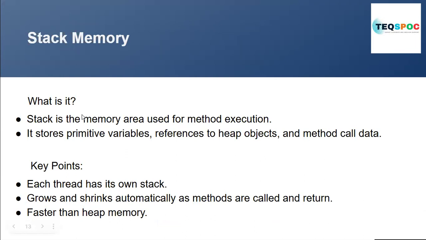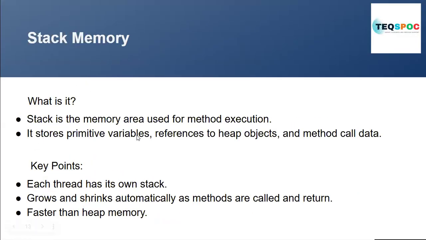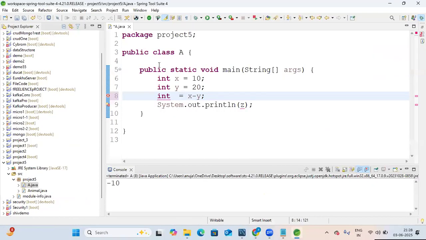Now, what is stack memory? The method execution, the main execution of your program, takes place in the stack memory, and objects are created in the heap memory. Primitive variables, references to heap objects, and method calls are stored in the stack memory, because in the stack memory program execution takes place. When the program executes, the methods will be created and every object will be called. All this happens in your stack memory.